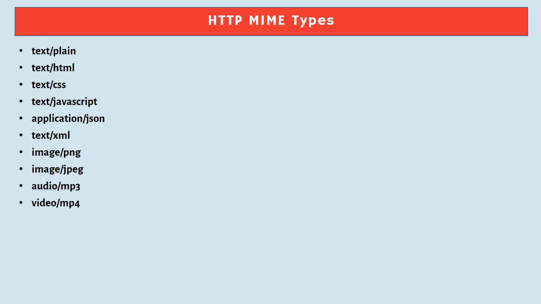And now we can see HTTP MIME types. Here MIME type means the type of the content that we can send from server to browser. text/plain represents some plain text. text/html represents some set of HTML tags. text/css represents some CSS code. text/javascript represents some JavaScript code. And I think the others you can understand. Suppose JSON data we can represent as application/json. XML data is text/xml. And images, audio, video also you are able to identify.